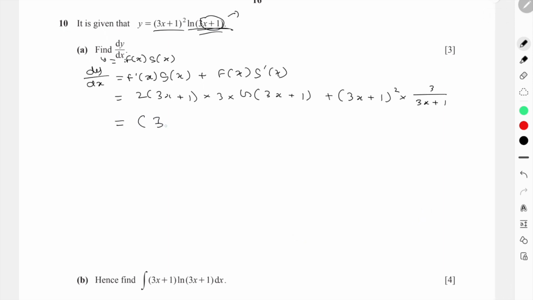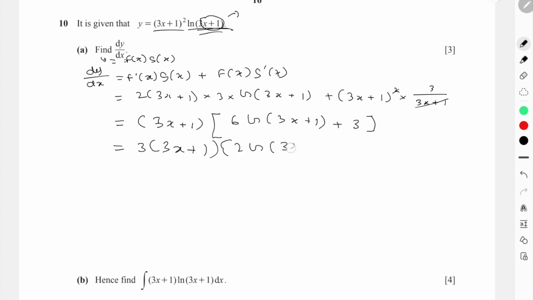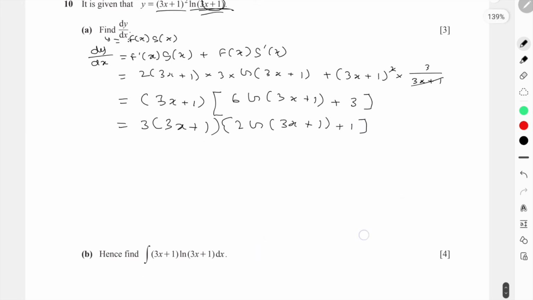And then we can take 3x plus 1 as common, and then we get 6 ln 3x plus 1 plus, so this is going to cancel out and we will be left with plus 3. We can also take 3 as common, and so we have 2 ln 3x plus 1 plus 1. So that's the dy by dx.